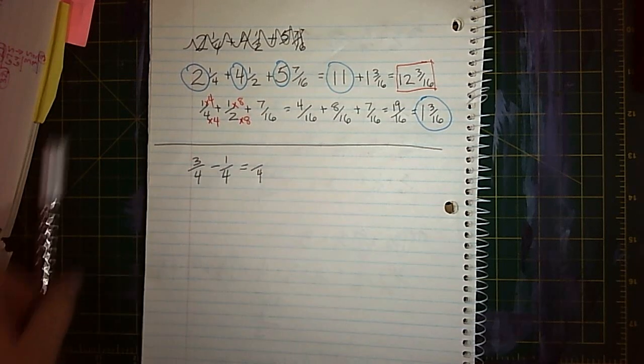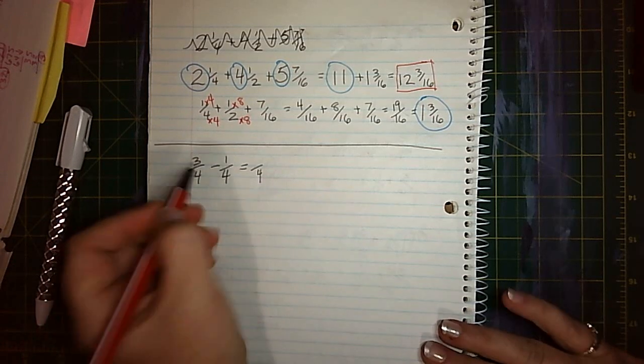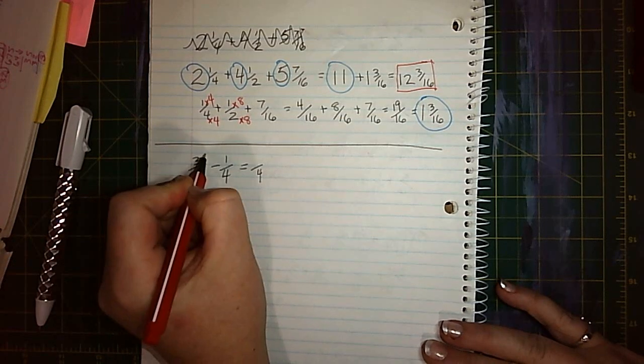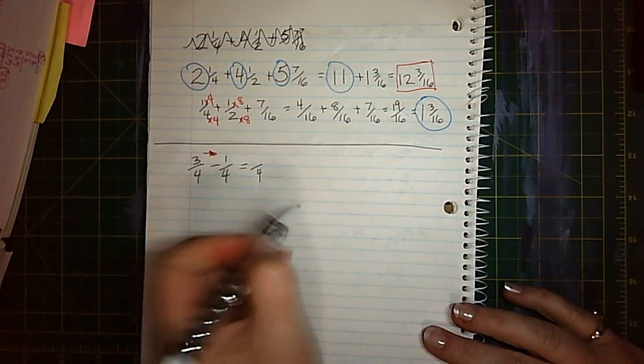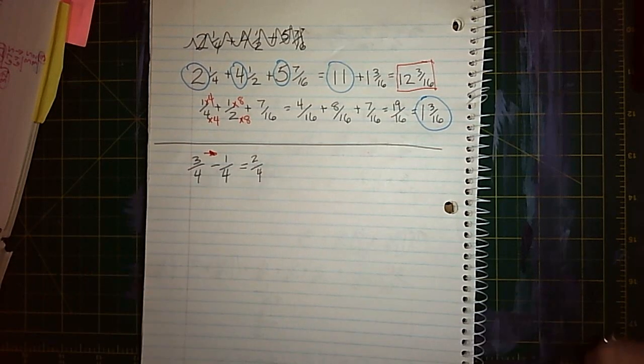And again, we're basically just utilizing these top ones here. Right? So 3 minus 1, and we're left with 2/4. But again, 2/4 can go into a lower term, as you see over here on the split screen.